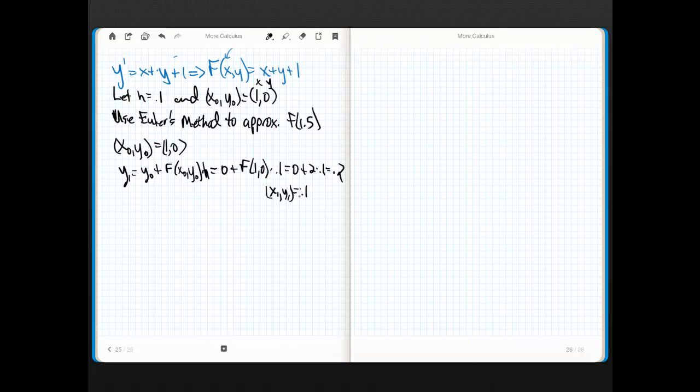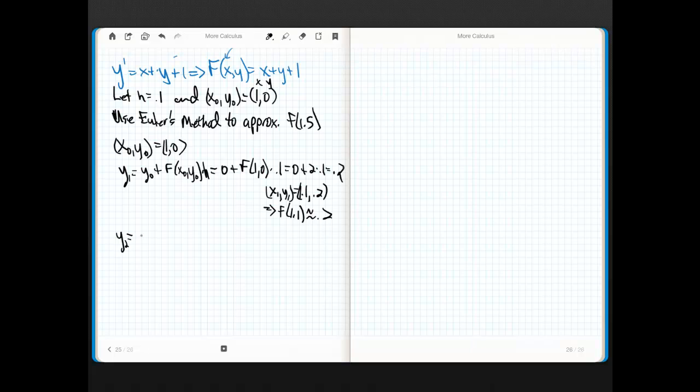Or excuse me, 1.1, because of my h. I added 0.1 to 1, comma 0.2. Now this implies that f of 1.1 is approximately 0.2. See how that works? All right, now look at this. So I've got this new information here.